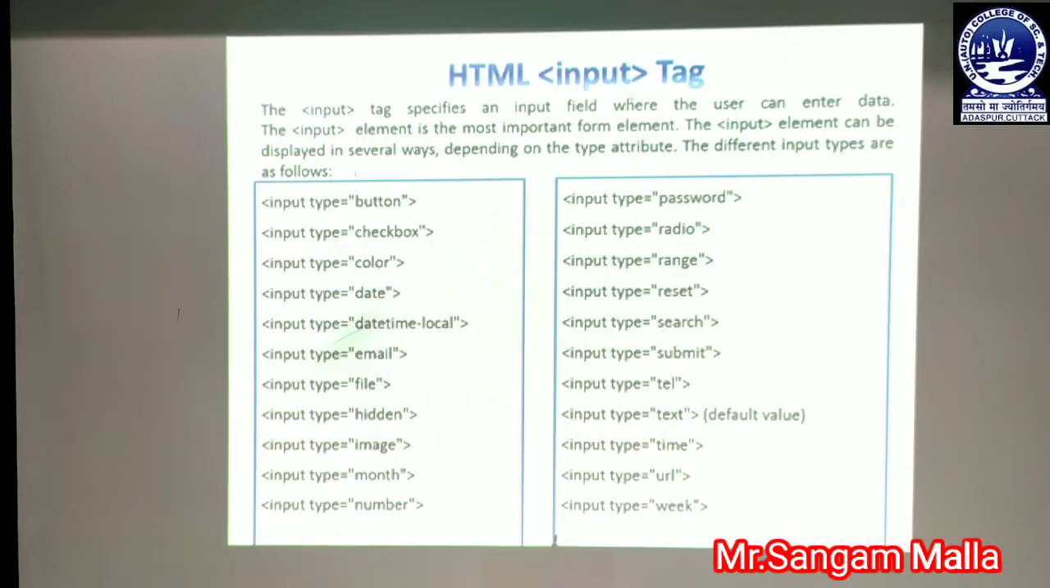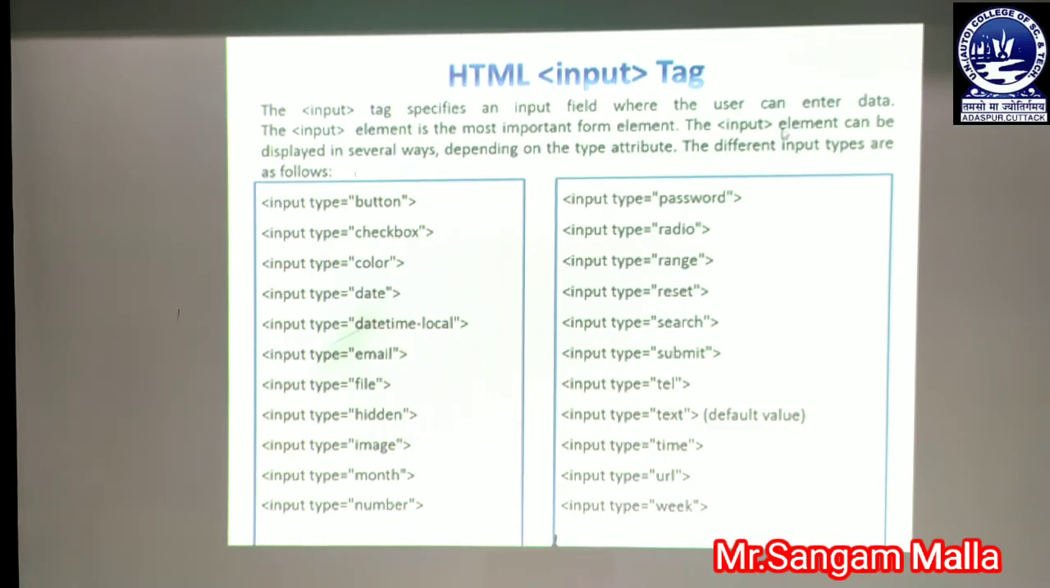Now comes our HTML input tag. The input tag specifies an input field where the user can enter data. That means whenever we encounter any input tag, it will specify an input field where the user can enter the data as per their requirement. The input element is the most important form element. That means the most common element in the form tag is the input element. The input element can be displayed in several ways depending on the type attribute.